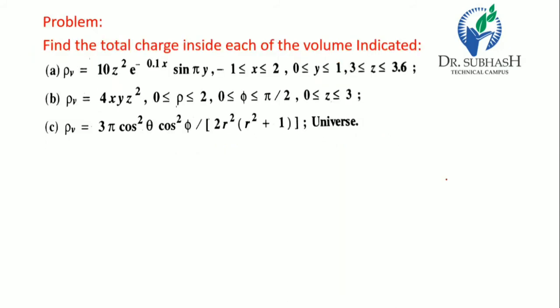Okay, let's see one example. Here we have the total charge inside each of the volumes. We require to find the total charge inside each of the volumes indicated. Here we have given rho v in the Cartesian coordinate system, here we have given rho v in the cylindrical coordinate system, and here we have given rho v in the spherical coordinate system.